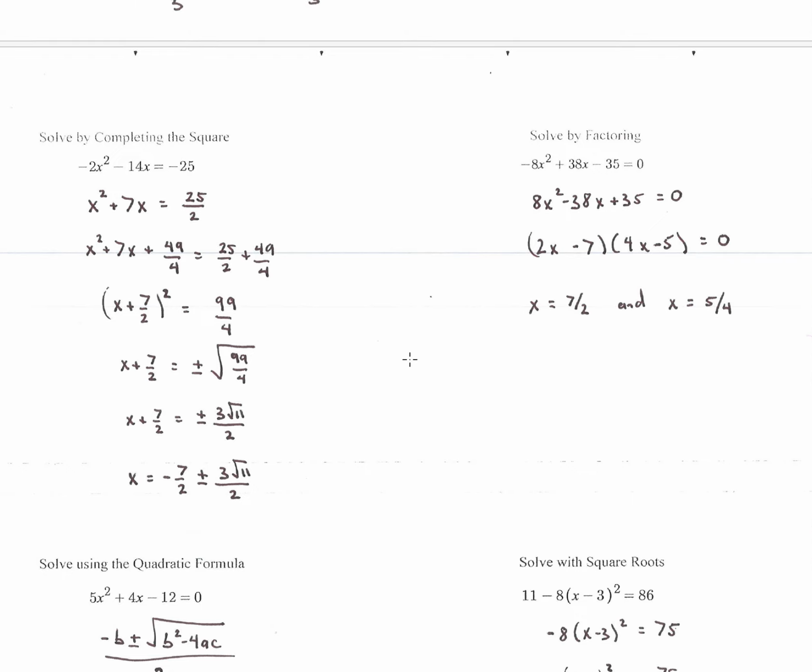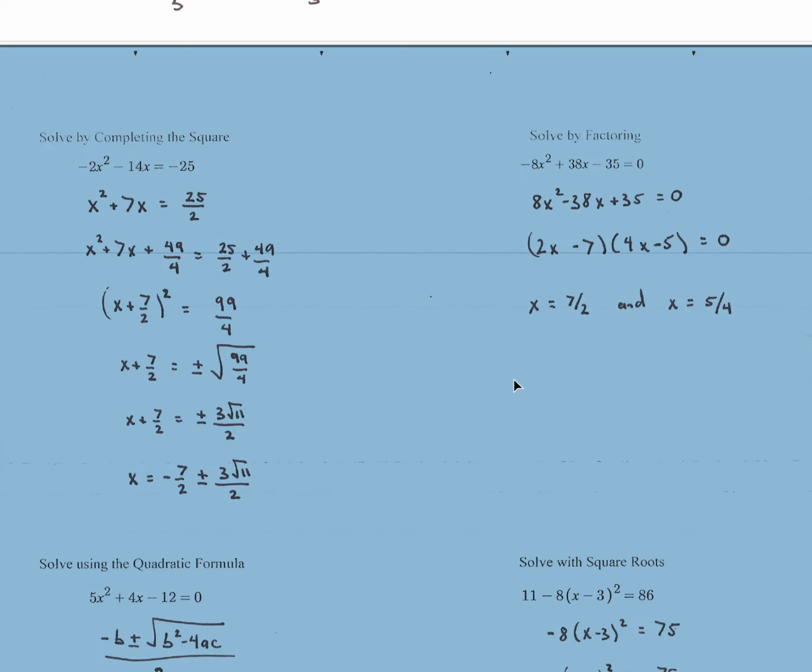Solve by factoring. Looks like the first thing I did when I saw that is I got rid of all the negative signs. Why not just make them all positive? We always want our lead term here, that 8, to be positive. And then I double bubbled.